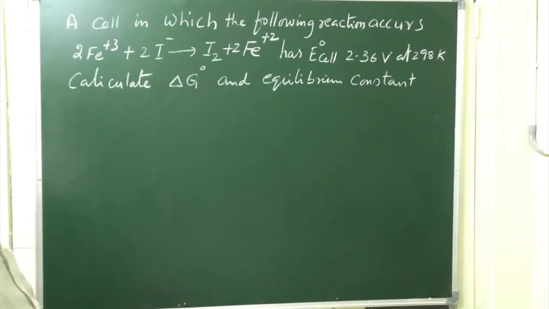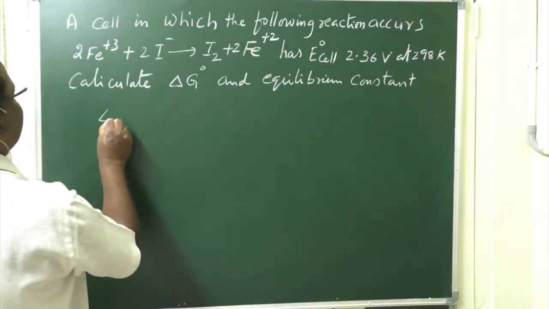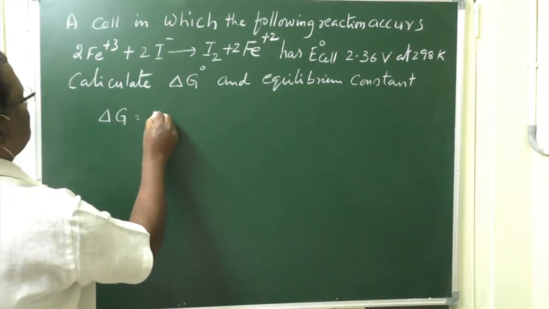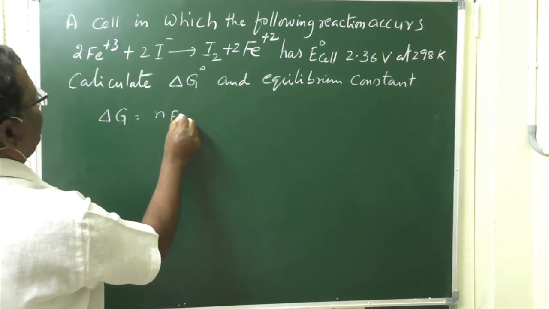A cell in which the following reaction occurs: 2 Fe3+ ions plus 2 I minus ions gives I2 plus 2 Fe2+, and its EMF at standard conditions is found to be 2.36 volts at 298 K. Calculate the Gibbs free energy change at standard state and also the equilibrium constant. So, Gibbs free energy change delta G is nothing but nF E cell.